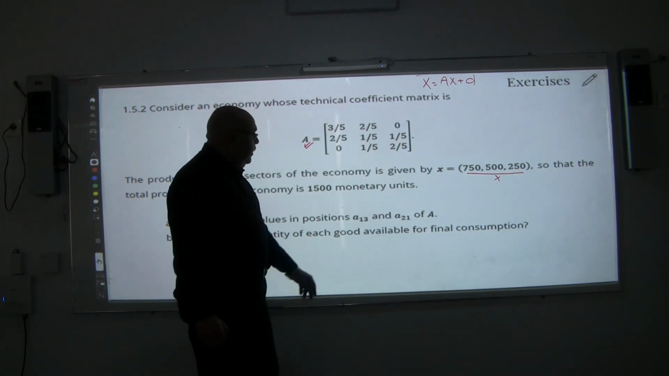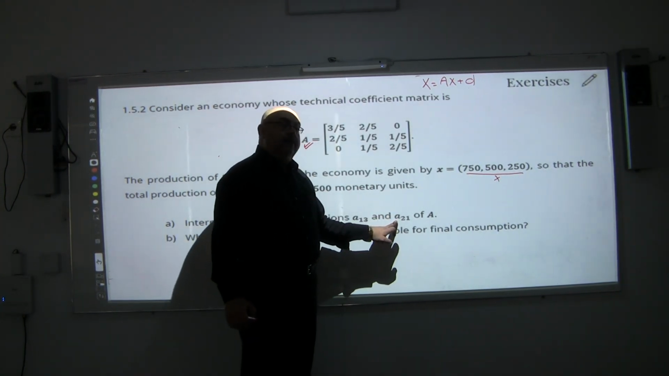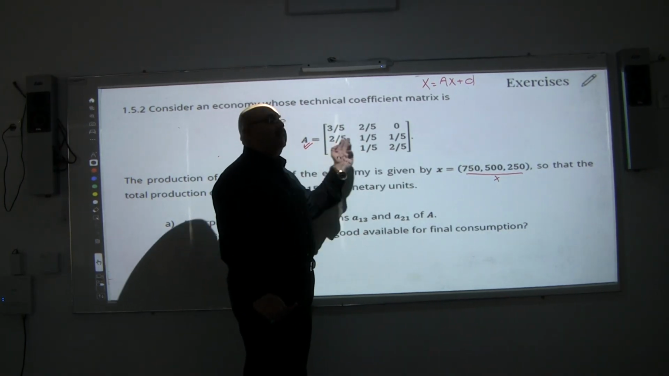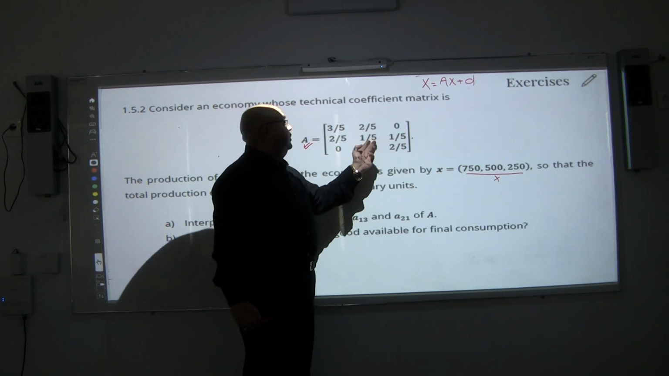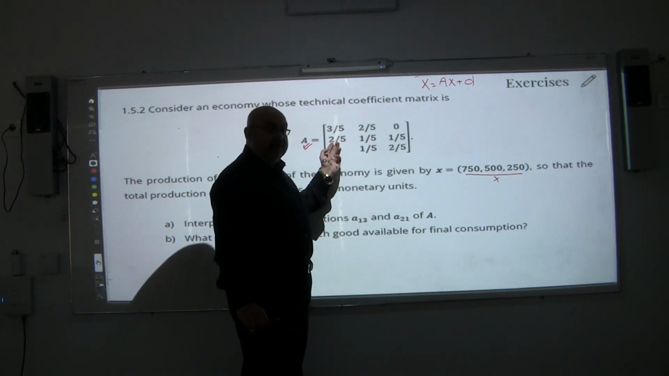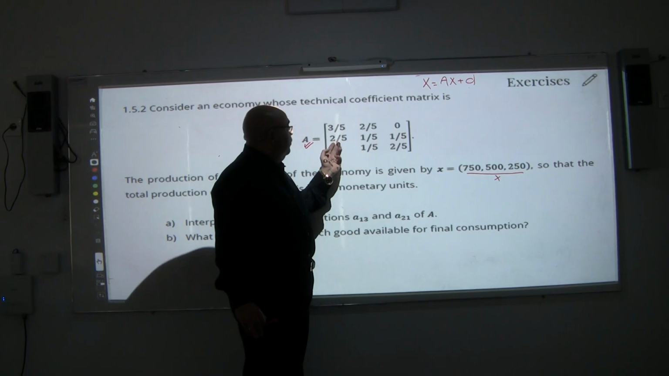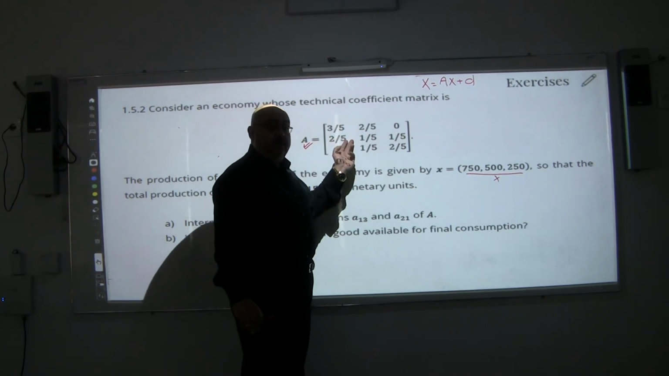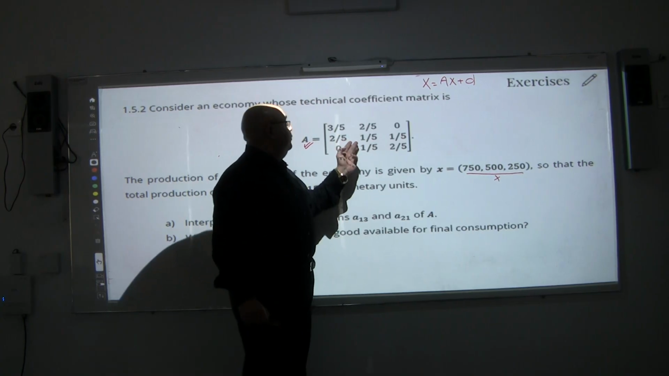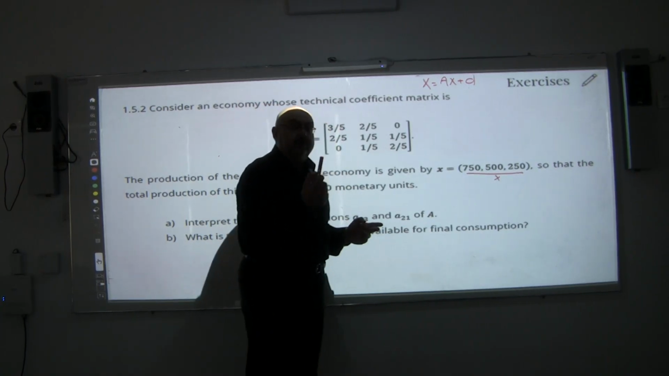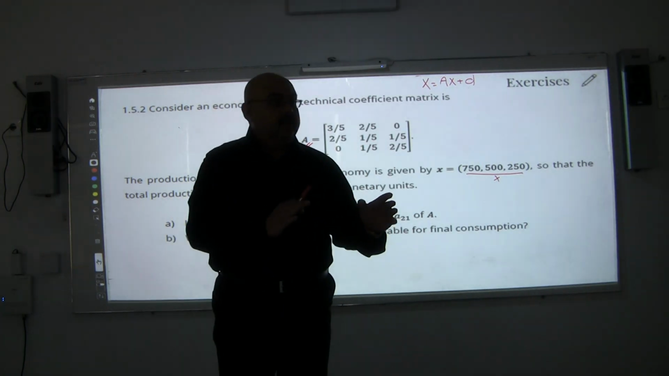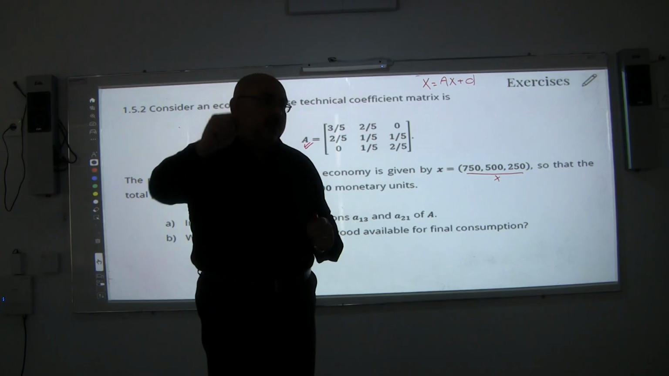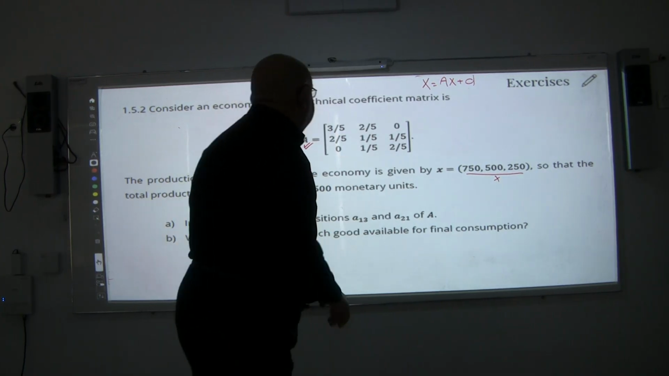I want you to interpret the meaning of A21, which means 2 stands for the second sector, and the percentage will be 40%. 0.4 means 40% of the production of the first sector. So the production of the second sector will be fed on 0.4 from the production of the first sector. That's going to be the input. Do you remember the slide that we have X11, X12, X13, X23? He's asking you about this.